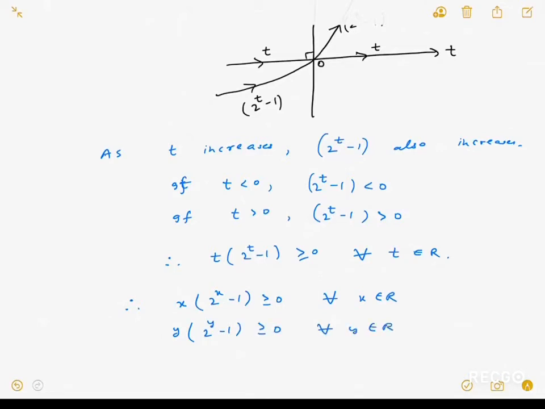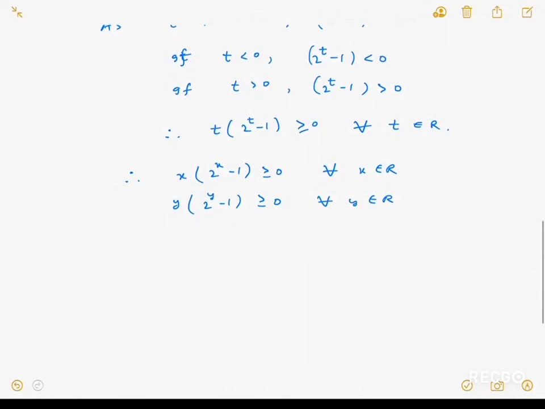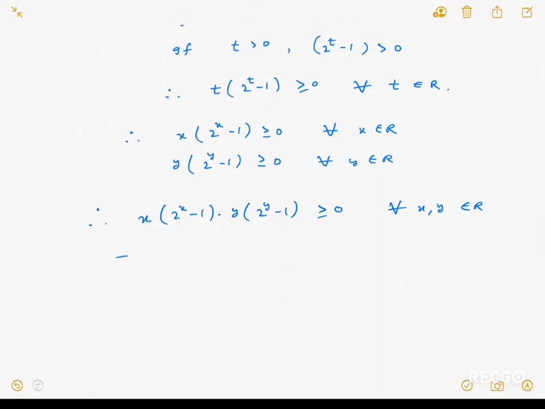So again, these two terms have the same sign, both of them are positive. So if I multiply both of them, first x into 2 to the power x minus 1 multiplied by y into 2 to the power y minus 1, right? So this should be greater than or equal to 0 because both factors are non-negative for all x, y belongs to R. So if I slightly rearrange the terms for the sake of solving our question, let's say that y into 2 to the power x minus 1 multiplied by x into 2 to the power y minus 1 is greater than or equal to 0 for all x, y belongs to real numbers.